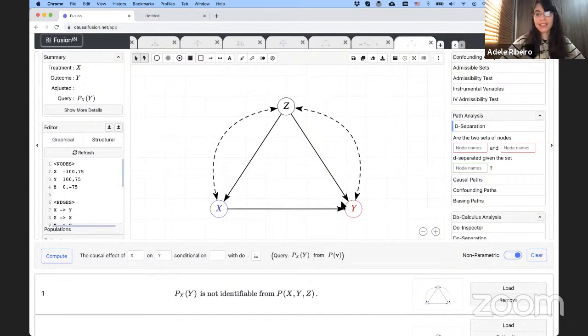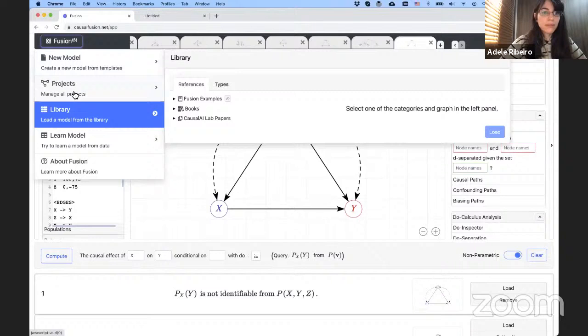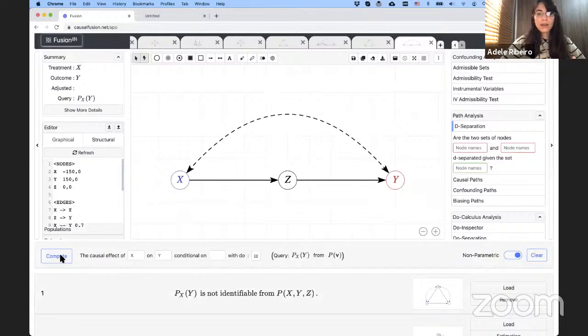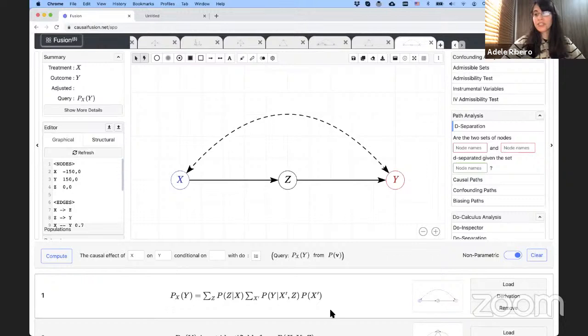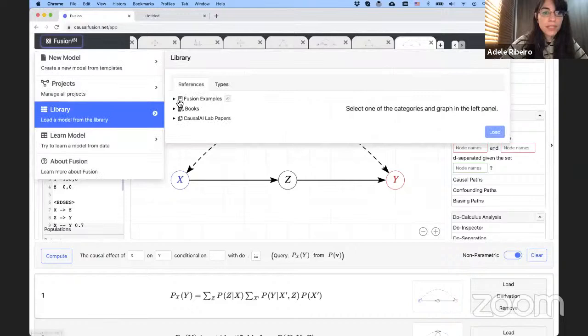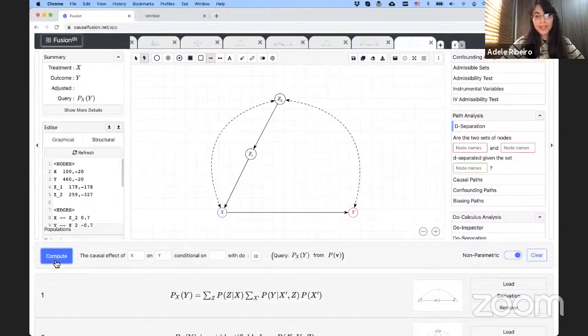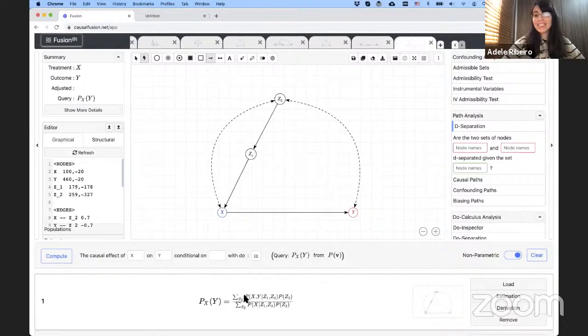We can load other examples. Let me load here the front door. This is another one that I just showed you. If I click here, you see the front door adjustment, right? These are classical adjustment formulas. Let me load another one that's nice, the napkin one. For this one there's no classical formula, but if you compute here, you will see a more complicated expression, but it is in terms of the observational distribution.